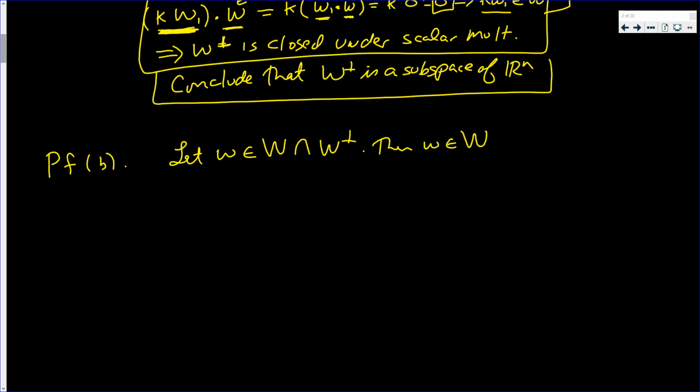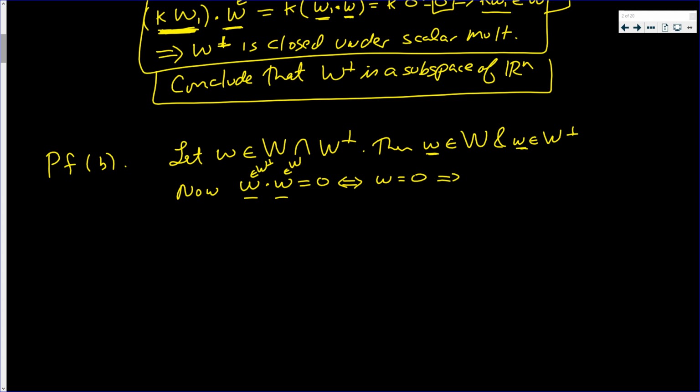Then little w is in W and little w is in W perpendicular. But by definition, if I take an element in W and I take an element in W perpendicular, W dot W must be 0. Because if I take something in W perpendicular and I take something in W, that means the dot product is 0. But the only way you dot a vector with itself and get 0 is if and only if W equals 0.